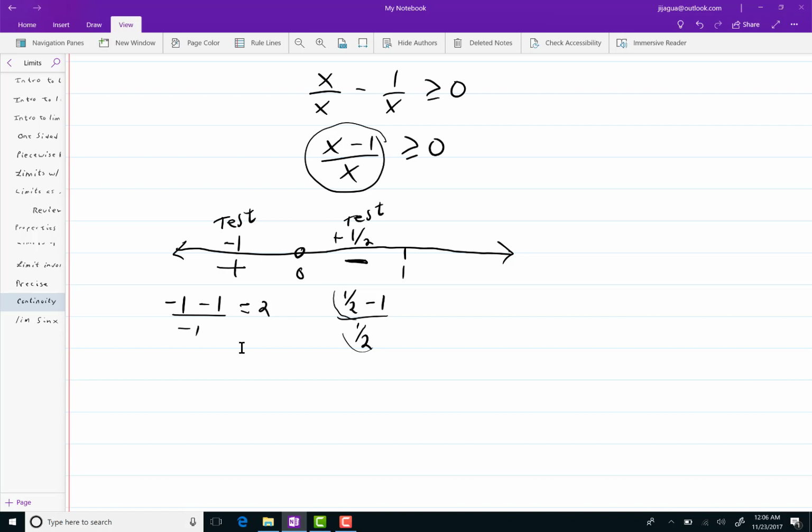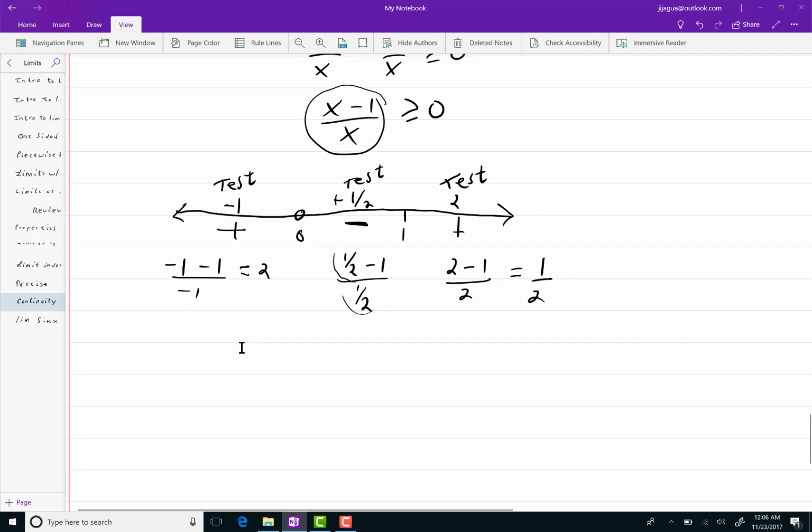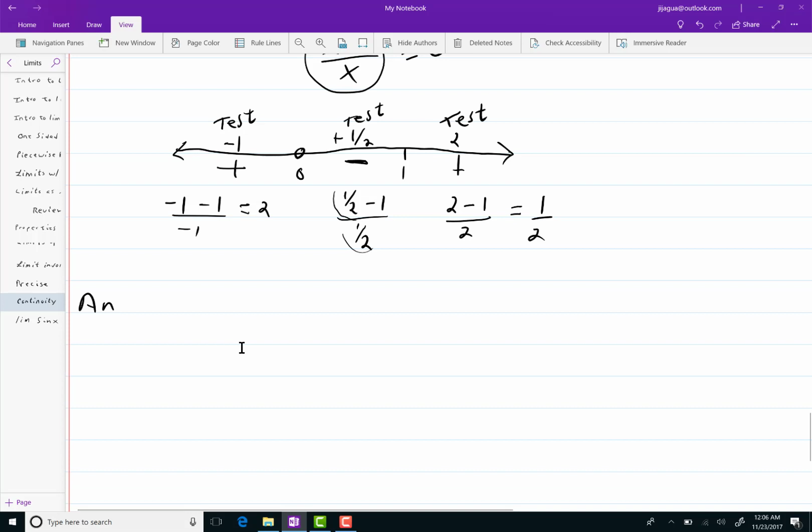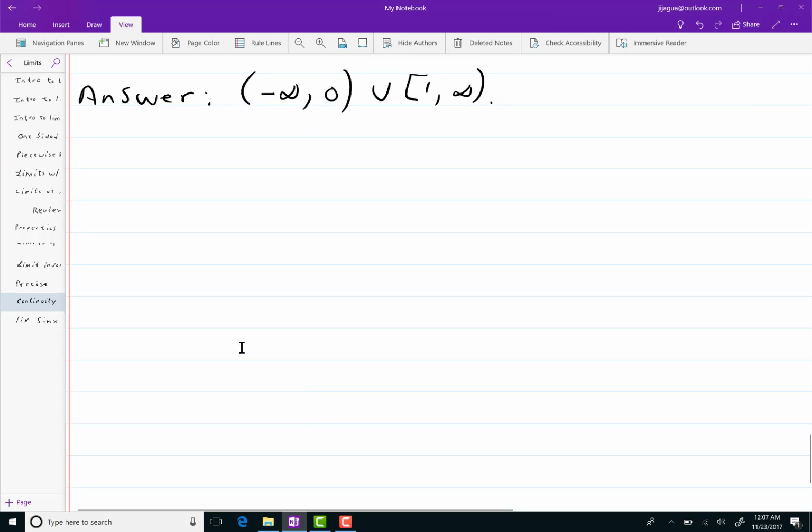Finally, pick some number greater than 1, so I'll test 2. Let me plug it in. 2 minus 1 over 2. It's easy to see that you get positive 1/2. So, what's the answer to this one? I only want the positive symbols, because that's where the whole thing is defined, and of course leave out 0. So I'll have negative infinity to 0, and I won't include 0. Union, but I will include 1, because x is allowed to equal 1. So there we go.